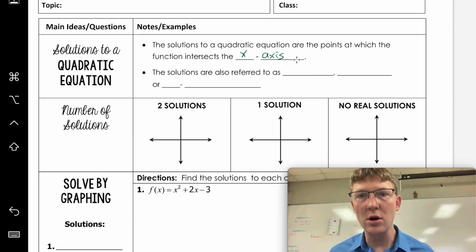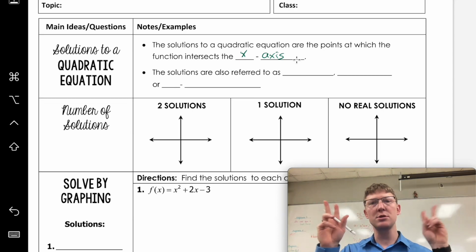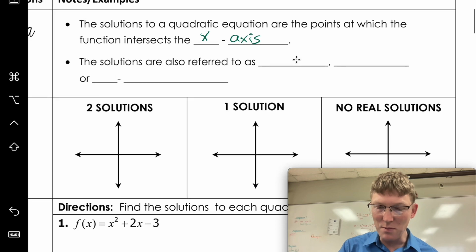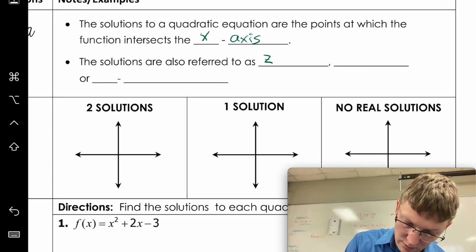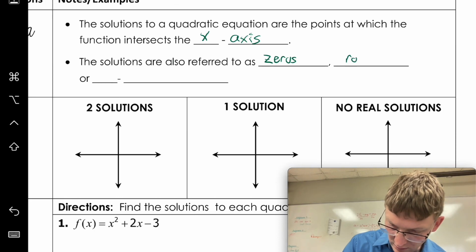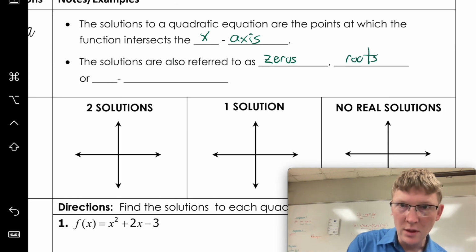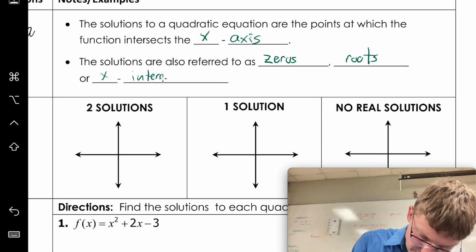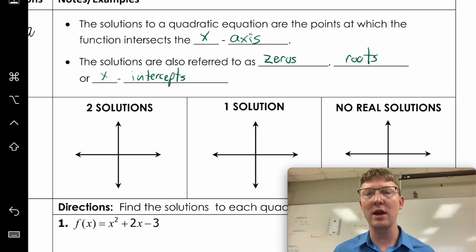So the solutions are also referred to as zeros, roots, or x-intercepts. Those all mean the same thing. Zeros, roots, or x-intercepts. Again, they're just different ways of saying where the graph crosses the x-axis.